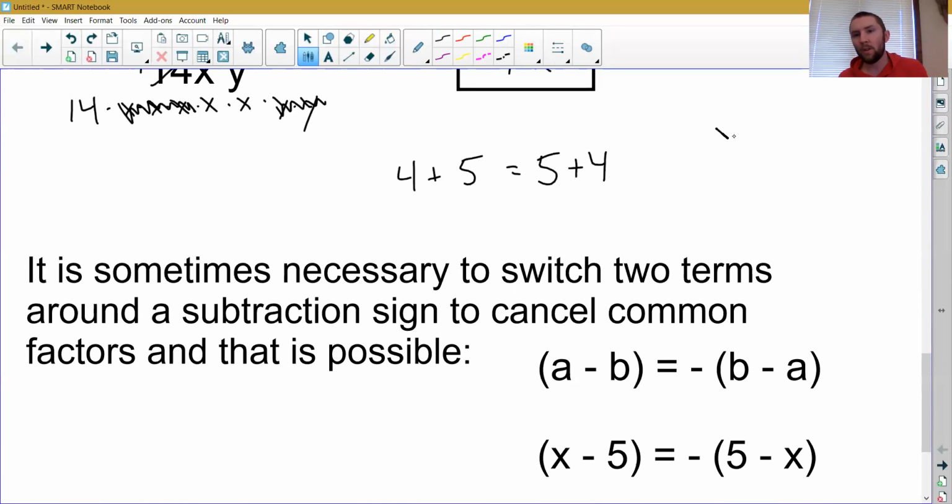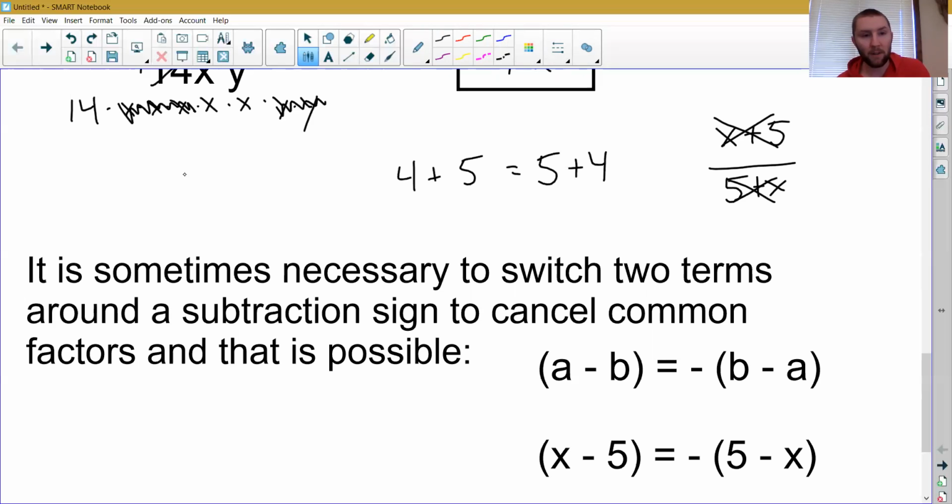If I have one term, like on the top it says x plus 5, and on the bottom it says 5 plus x, well, those can just be canceled out, right? Because they're really the same thing. x plus 5, 5 plus x are the same thing. That is not true for subtraction, right?